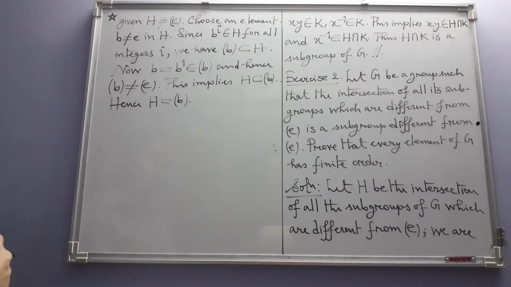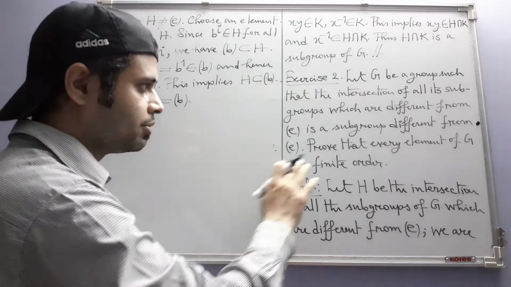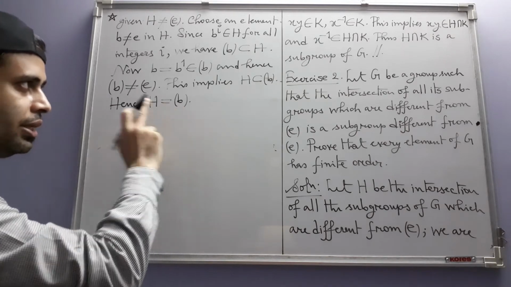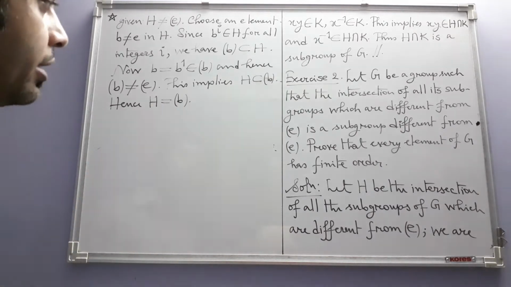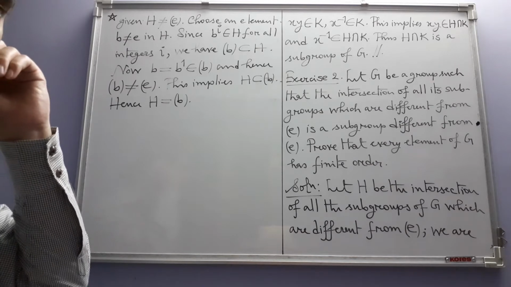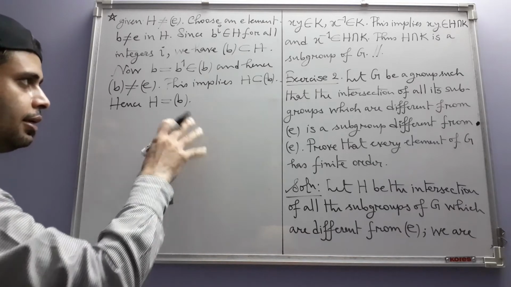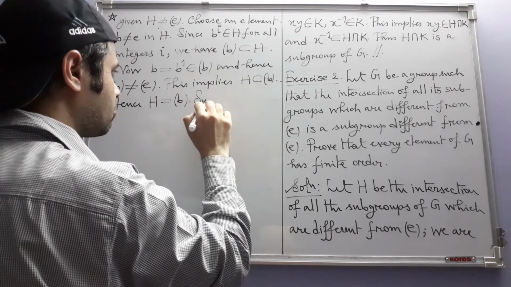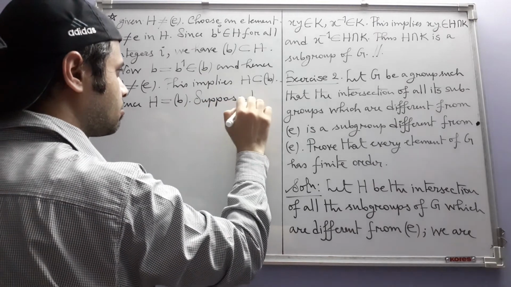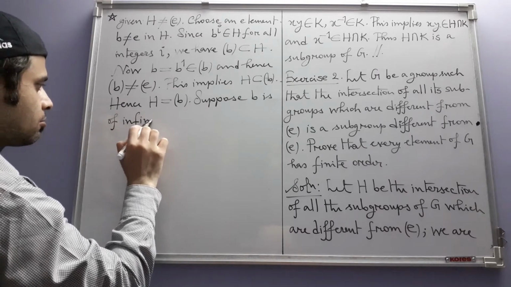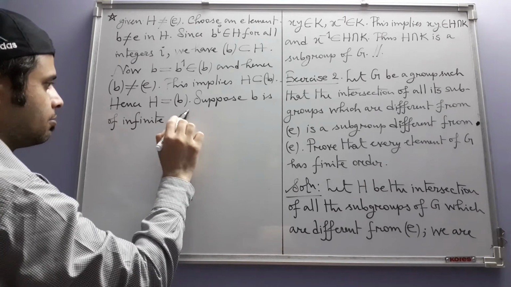Now, what is our aim? Our aim is to prove that every element of G has finite order. Before going to that general proof, we now want to prove that b itself, that particular element b, has finite order, and the way of proving that is by contradiction. So we are going to suppose that b has infinite order and try to arrive at a contradiction. Suppose b is of infinite order.